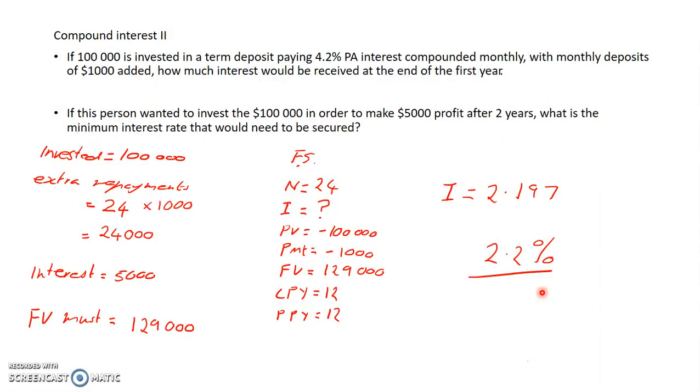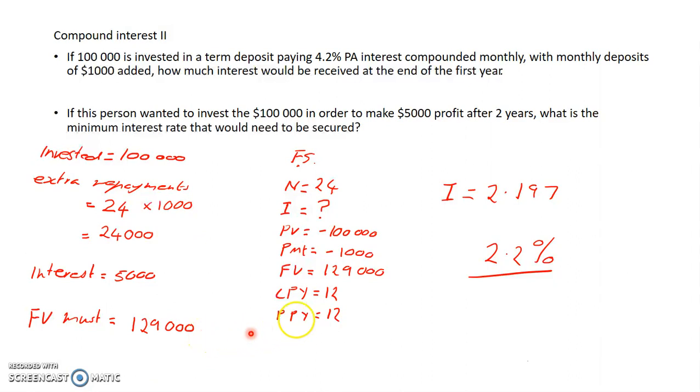This question here is quite difficult. It's probably above anything you need for year 11, but if you understand this concept, you're going to go really, really well. So we've invested $100,000, but we've also put in 24 payments of $1,000, and that gives us 24,000 that's been put in there. We want to know how long it would take to earn $5,000 in interest, so we have to add that $5,000 on as well. So my final value must be all those things added together to give me $129,000.